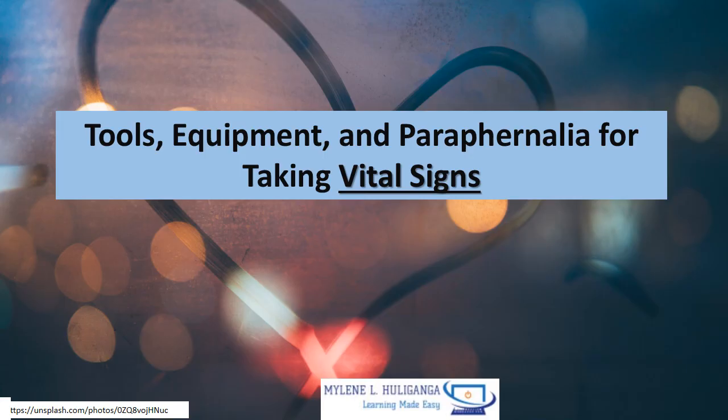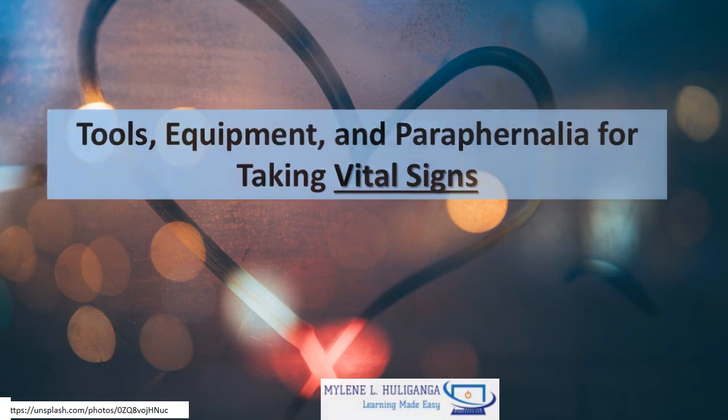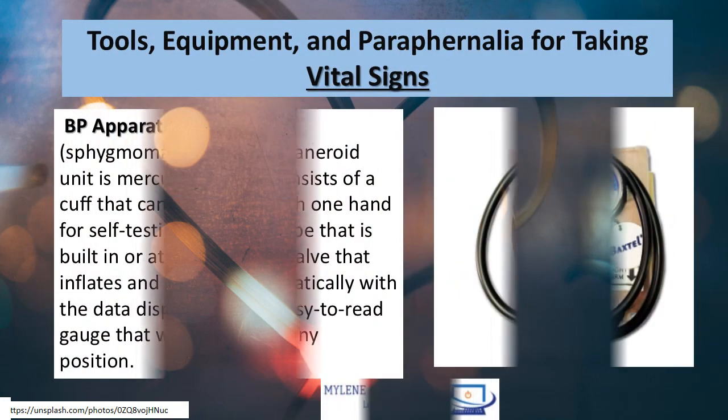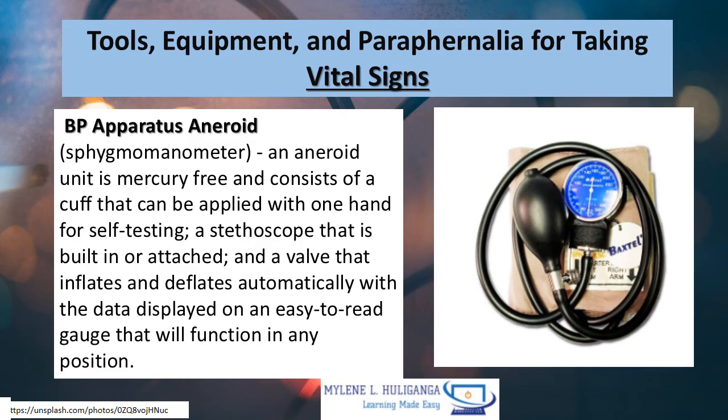The following are the tools, equipment, and paraphernalia for taking vital signs. First is the BP apparatus aneroid or sphygmomanometer. An aneroid unit is mercury-free and consists of a cuff that can be applied with one hand for self-testing, a stethoscope that is built-in or attached, and a bulb that inflates and deflates automatically with the data displayed on an easy-to-read gauge that will function in any position.